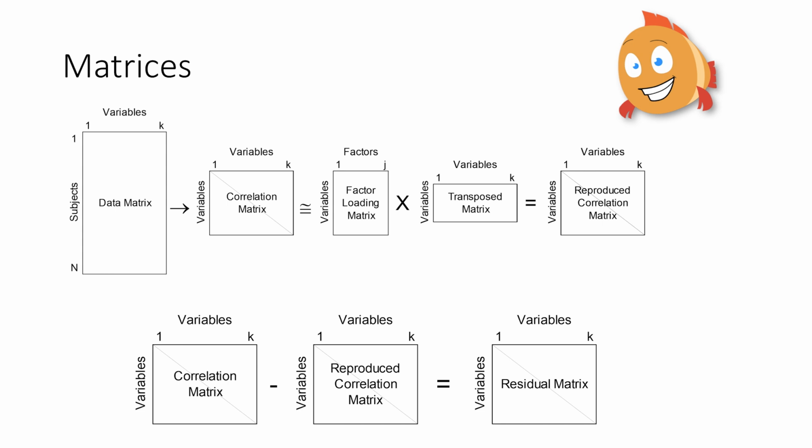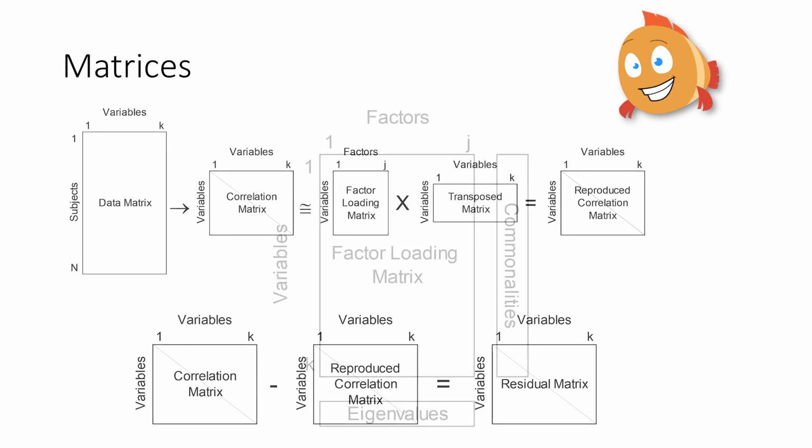And our observed correlation matrix, so that's like the real one based on our data, we compare that to the estimated correlation matrix that our model gives us. And any discrepancies between those indicate measurement error, model misspecification, and they are the residual matrix.